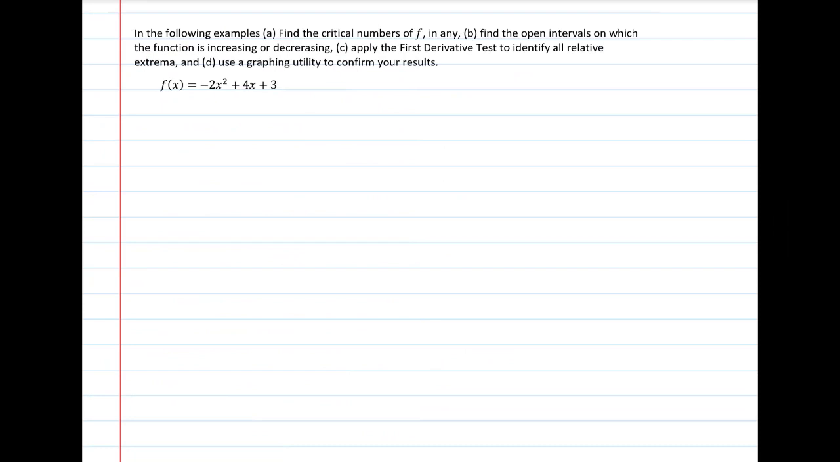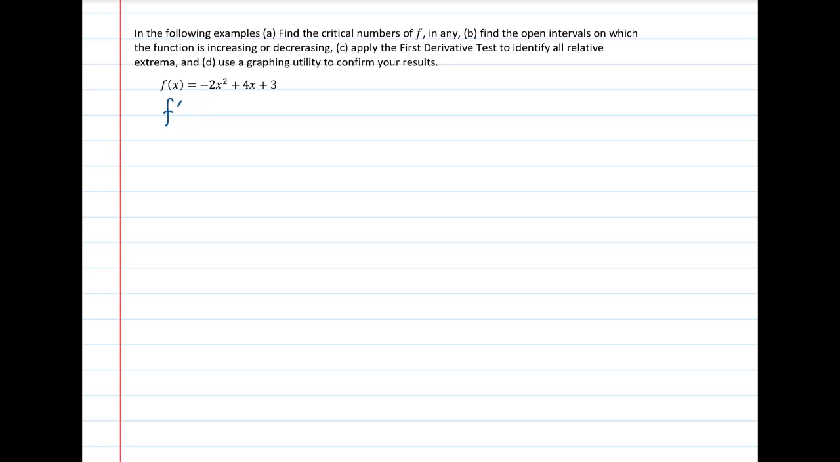Okay, here we have an example where we're going to follow the steps of what we've been doing. The problem is broken down so that you know exactly what to do to find those extrema using the first derivative test. First, we want to find the critical numbers of f, if any. Then find the open intervals on which the function is increasing or decreasing, which is what we did on the previous examples. Then apply the first derivative test to identify all the relative extrema. And then we're going to use a graphing calculator or utility or the computer to confirm our results.